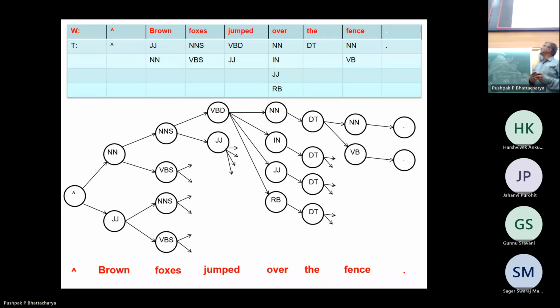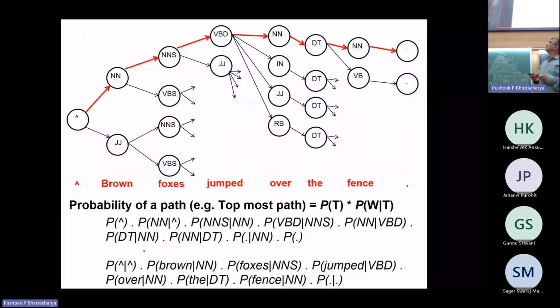So the probability of the path sequence is found this way. The probability of a path, for example the topmost path, will be probability of w given e, which is probability of hat, the first state, into probability of nn given hat, into probability of nns given nn, into probability of vbt given nns, and so on. It goes up to the end, which is the dot symbol. That takes care of all the transition probabilities. This whole quantity has to be multiplied by probability of hat given hat, which is 1, probability of brown given nn, probability of foxes given nns, and so on. So that will give me the path probability.